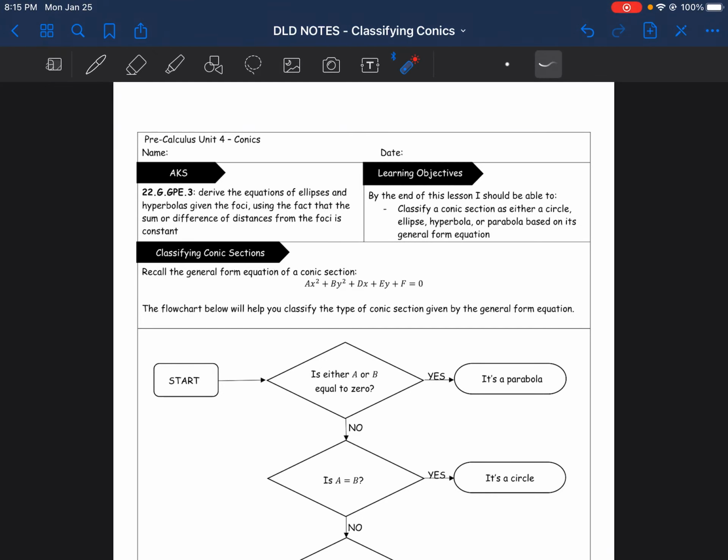In today's video, we're going to be classifying conic sections based off the general form equation. Let's go ahead and get started.